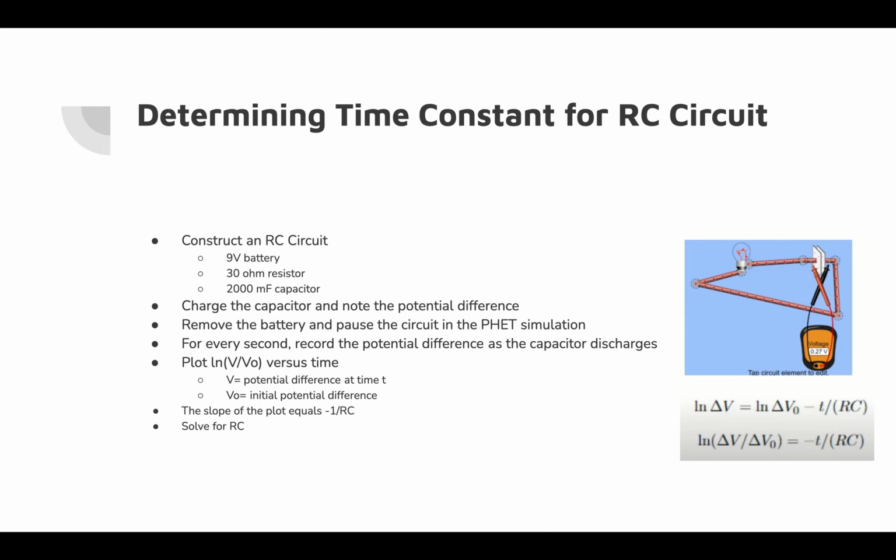To determine the time constant for an RC circuit, you first need to construct the RC circuit using the 9-volt battery, 30 ohm resistor, and 2000 microfarad capacitor. You charge the capacitor and note the potential difference, then you remove the battery and pause the circuit in the PHYS simulation. For every second, record the potential difference as the capacitor discharges, and plot the natural log of voltage over voltage naught versus time. The slope of the plot equals -1 over the time constant, and then you would solve for the time constant.